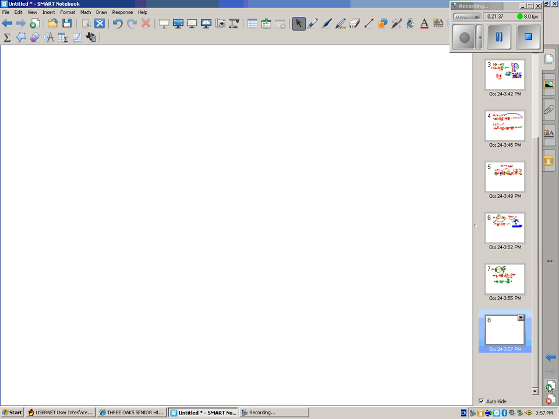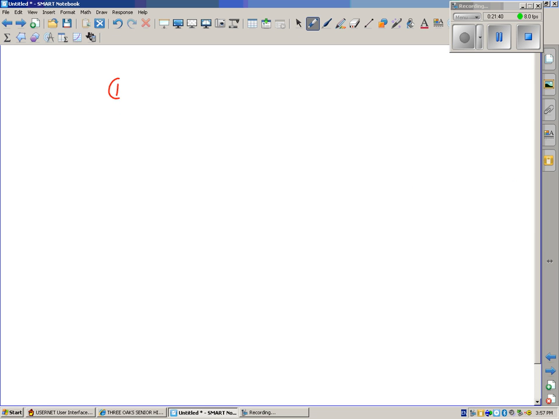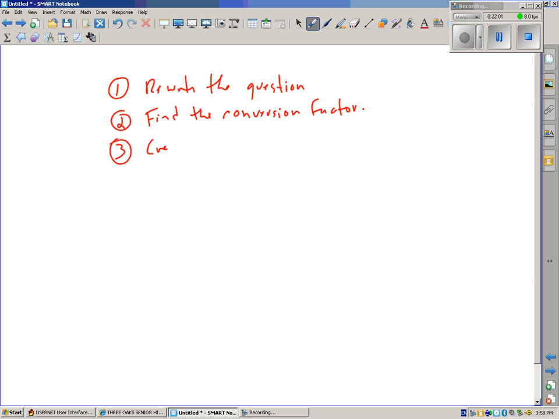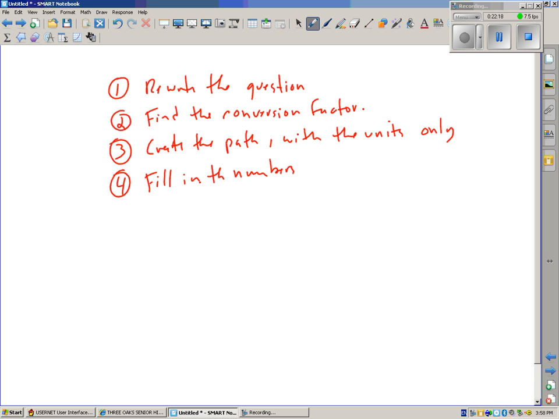So my final summary would be to rewrite the question, find the conversion factor, create the path with the units only, fill in the numbers, do the path, and then use your calculator.